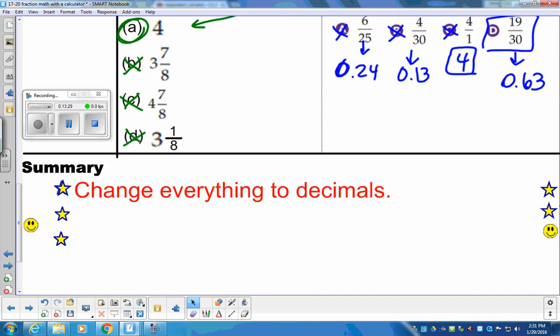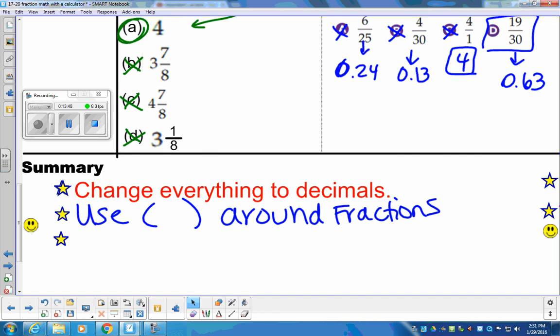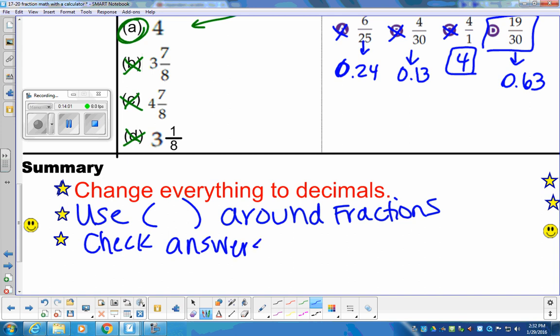Everybody should be ready. Our next thing is that we're going to use parentheses around any fractions if necessary. So you can change to decimals, or you can use parentheses around fractions. And the last thing is check answers carefully. Go ahead and write that, guys. Everybody should be writing.